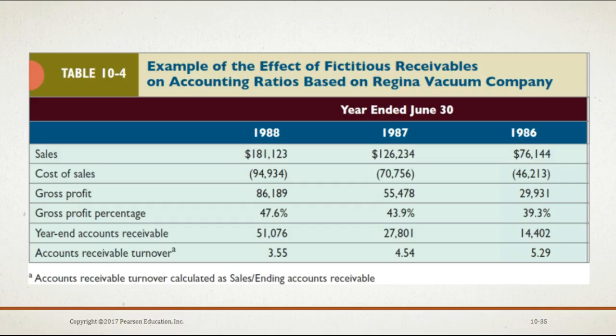Table 10-4 is an example of the effect of fictitious receivables on accounting ratios based on Regina Vacuum Company. It includes comparative sales, cost of sales, and accounts receivable data for Regina Vacuum, including the year before the fraud and the two identified fraud years. Notice how both a higher gross profit percentage and a lower accounts receivable turnover ratio in the most recent 2 years that include the fraud help signal fictitious accounts receivable. You can find Table 10-4 on page 315 of your textbook.